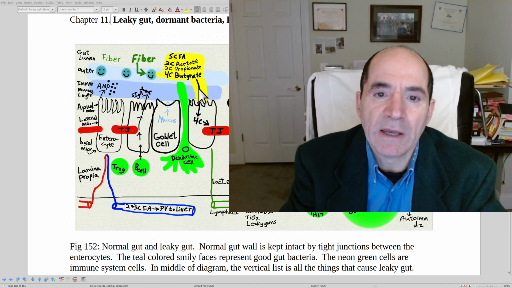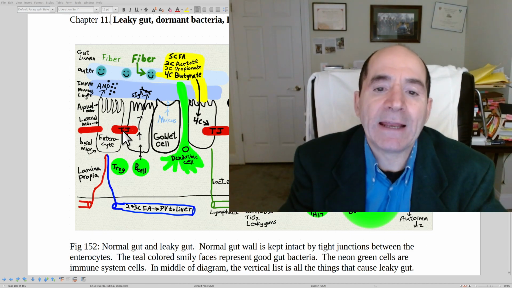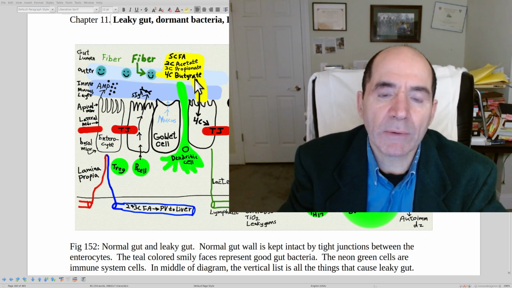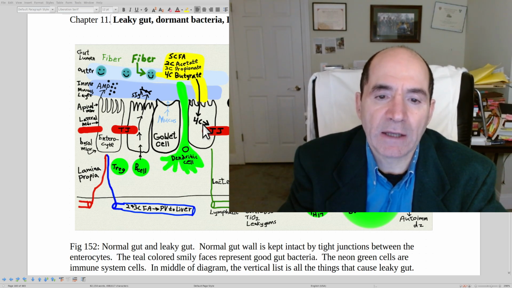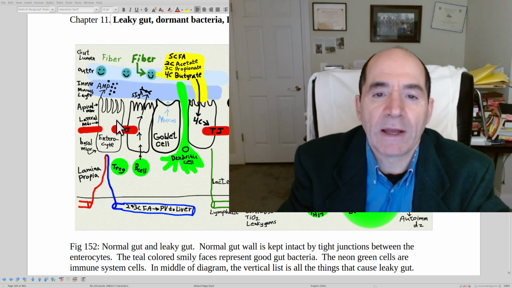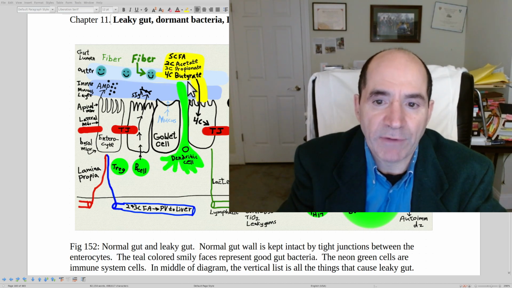The enterocytes take the butyrate and they use that to make tight junctions. And then the tight junctions are essential for maintaining the integrity of the enterocyte lining. So you need to know that. By eating fiber, butyrate is produced, and the enterocytes use that to make their tight junctions, and that prevents leaky gut. That's the most important thing to know to prevent leaky gut, is to eat dietary fiber.